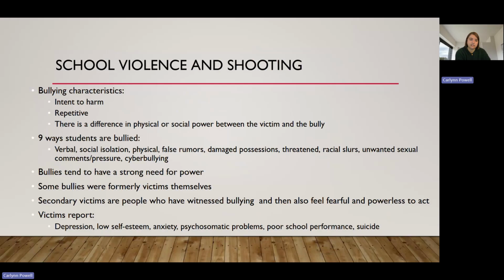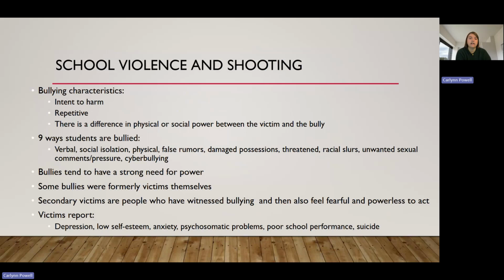And then oftentimes in a bullying situation, there's some type of difference, whether physical or social, in the power balance between the victim and the bully. So sometimes the bully is physically larger. Again, that's what we see in a lot of media. But many times they can be of the same stature, but it's social power. Specifically among women and girls, social power tends to be the bullying characteristic that we see.